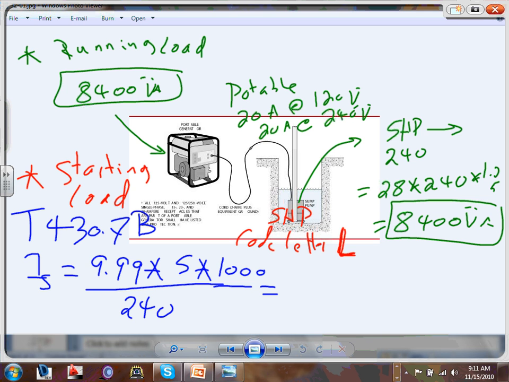What we're doing, guys, is we're sizing the generators. We're sizing the generator based on 2 sizes. Number 1 is the starting capability of the generator, and number 2 is the running capability of the generator.